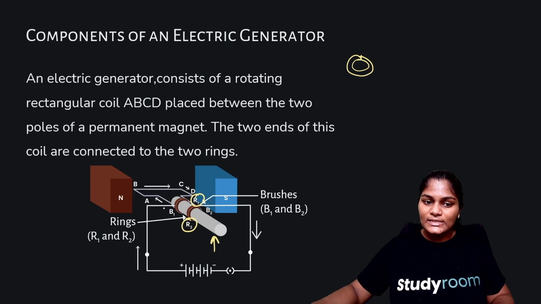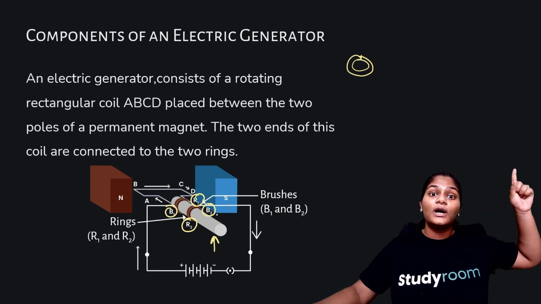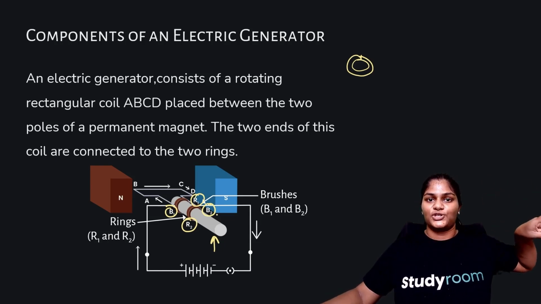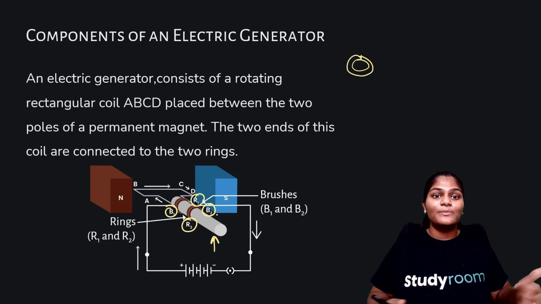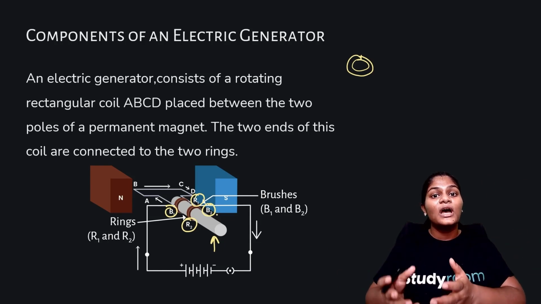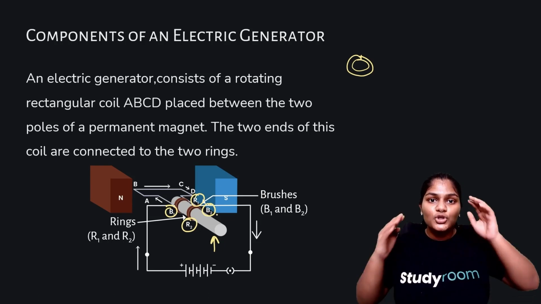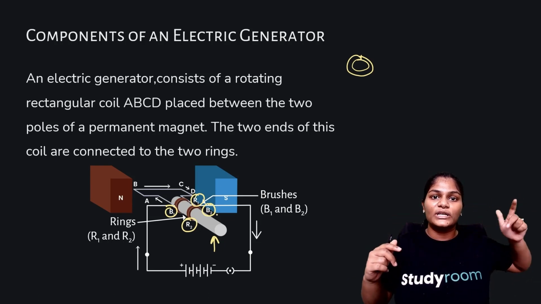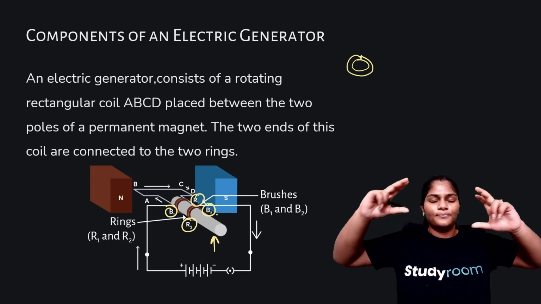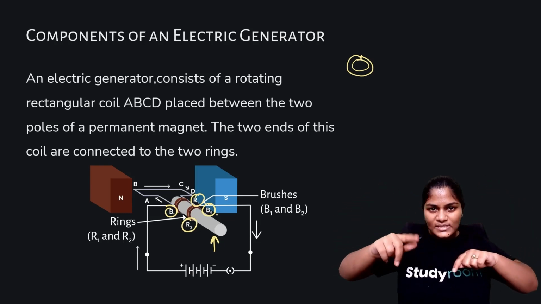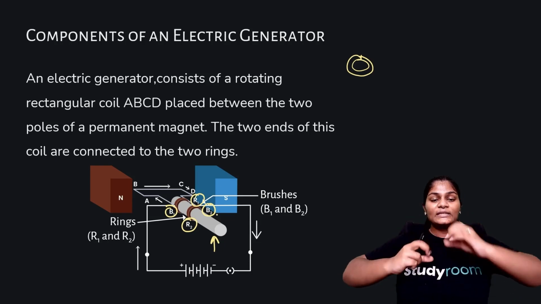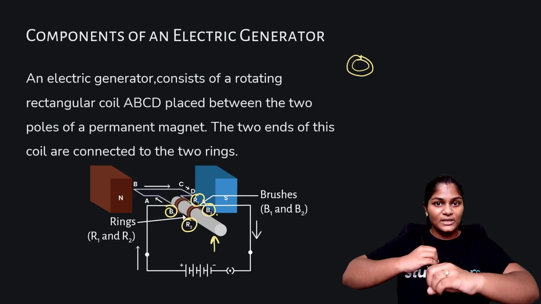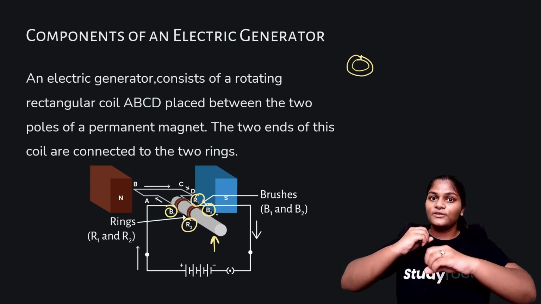So these rings are inserted, and then these brushes B1 and B2 do the work of the X and Y stationary brushes. That is why I was constantly relating it to the electric motor, because I don't want the electric generator to be a completely new thing for you. You should be able to relate it to the things that we have already done. There are two poles of a magnet, there is a coil ABCD, there are two rings. That is what is different. Instead of split rings, there are two full rings, R1 and R2.